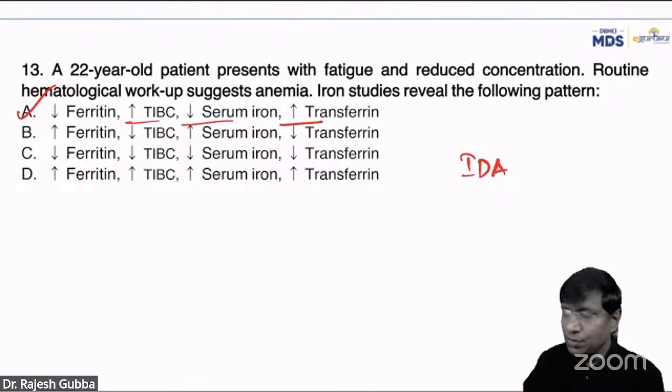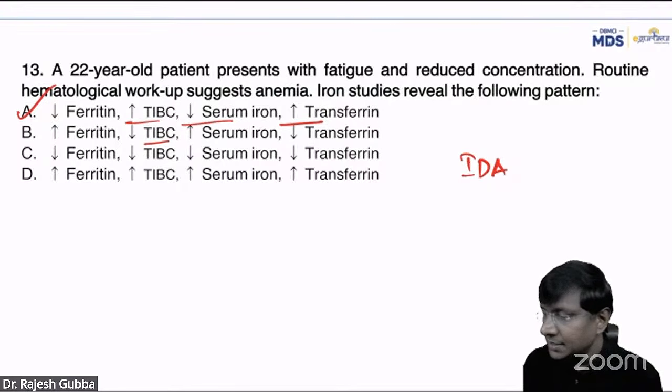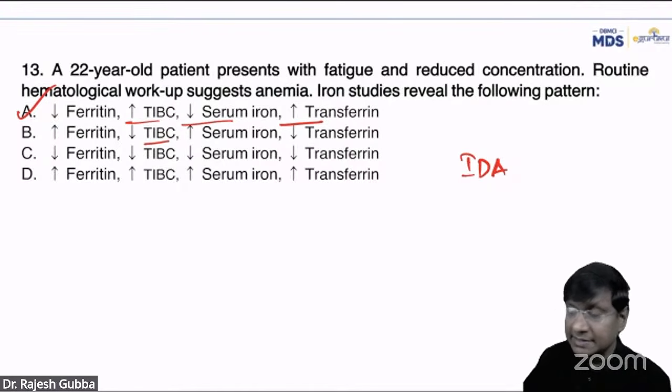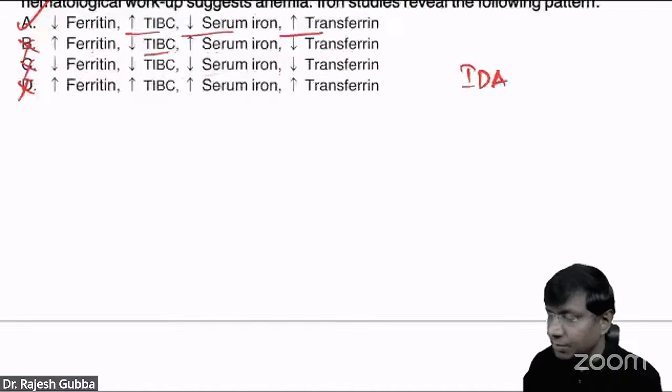Okay. So now you take the other options. Why not the other options? Increase in ferritin, decrease in total iron binding capacity, right? This is not the picture that you'll have in case of iron deficiency anemia. In iron deficiency anemia, it is a decrease in ferritin, an increase in total iron binding capacity, a decrease in serum iron, and an increase in the transferrin levels. Okay. So this is about option A.